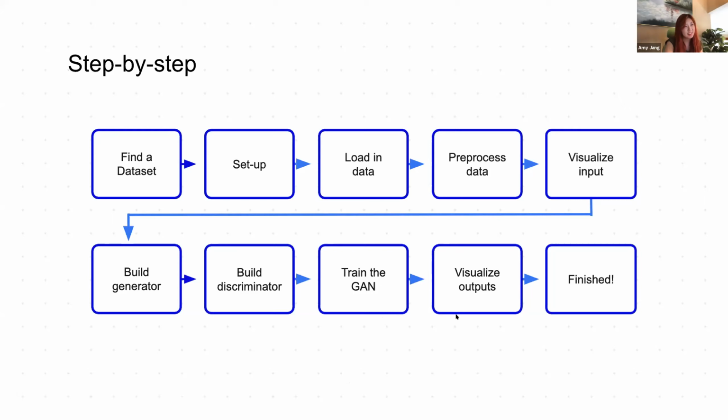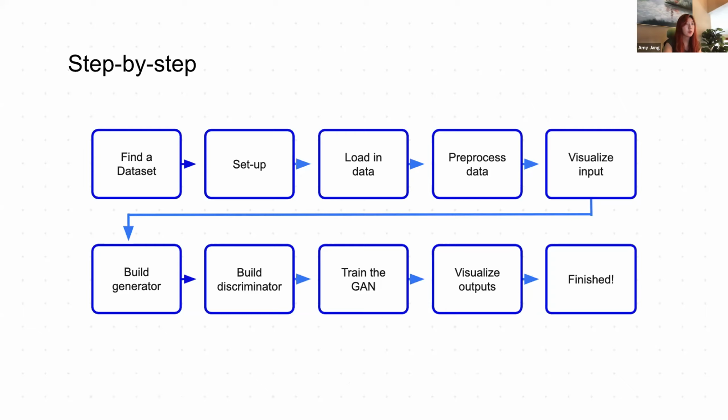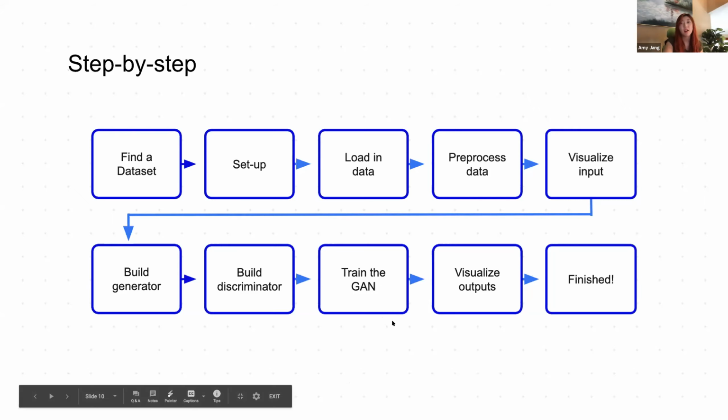Then we want to build our generator, build our discriminator, train the GAN, and then visualize the outputs. It would be very nice if you can just say that we finished after. In many situations, you do have to go back and tune your hyperparameters. You have to change the number of epochs that you're training your model on, or maybe the loss function, or find new data if your data is kind of bad. But for our sake, we'll just say that's finished because we already went through that process beforehand.